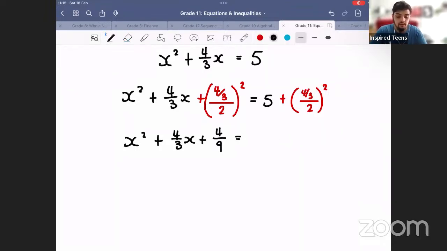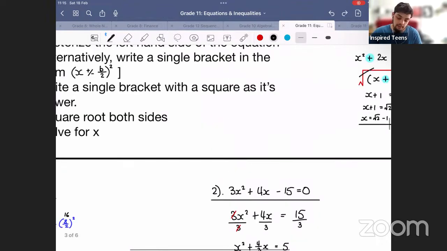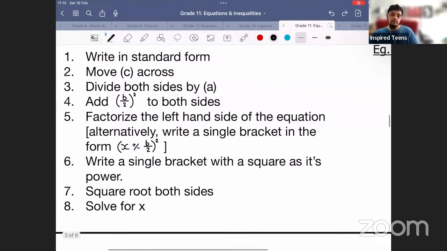5 plus 4 over 9. Okay, 49 over 9. I just did that. All you can put on your calculator and you'll get 49 over 9. Okay, so now we've added b over 2 squared to each side. Now, number 5, the most tricky part.